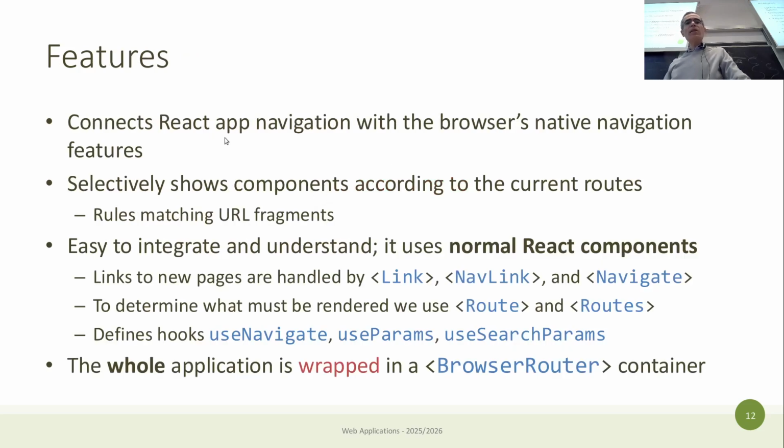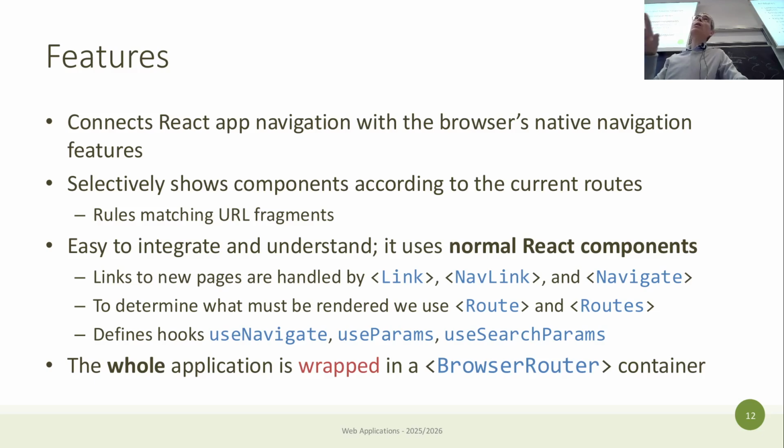The feature of this library is that it connects React app navigation with the browser's native navigation feature. So in principle, we can even use the back and forward buttons, and so on. But the main feature is to selectively show components according to the current route. It reads the URL fragment, the part after the host and the port, which of course depends on the website we are visiting, but then /abcd, /details, /user, and so on. That's the part that is read by the React library, and this part determines which components are rendered by React.